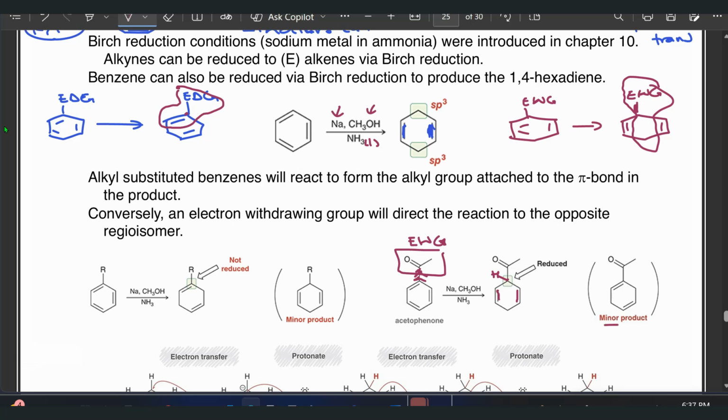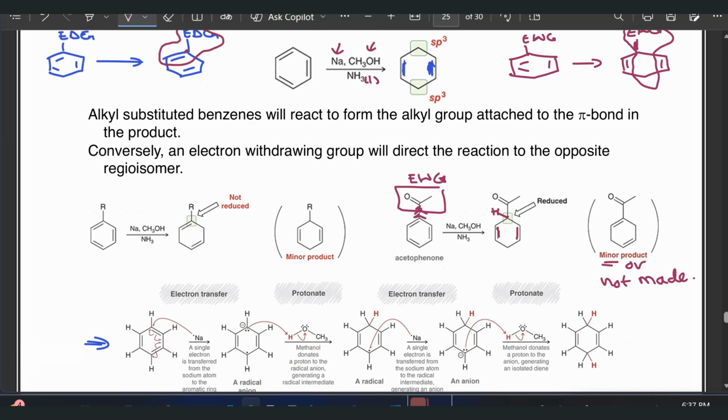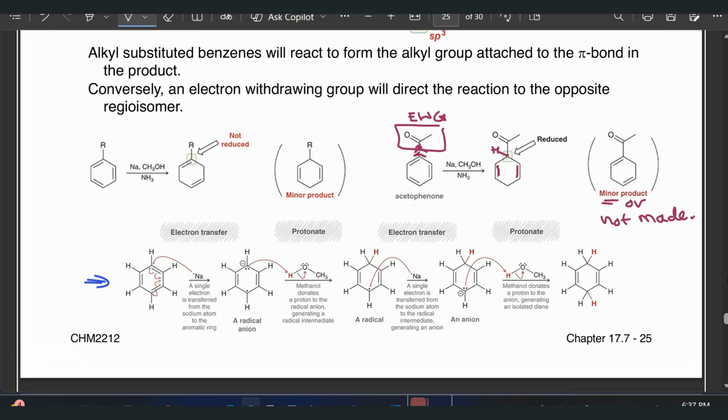This one will be minor or not made, because the double bond shares the same carbon as the electron withdrawing group. Okay.